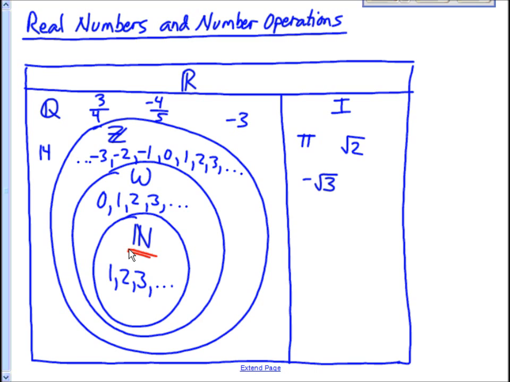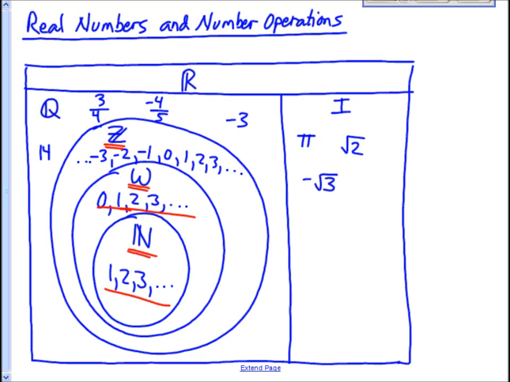The only difference between the natural numbers and the whole numbers, designated by that W, is zero. So the natural numbers are a subset of the whole numbers. You notice that all those numbers would fit into the whole numbers. Well, the whole numbers are a subset of the integers.